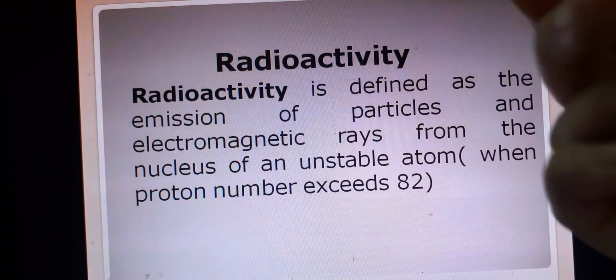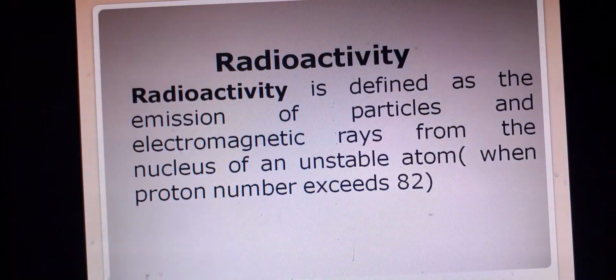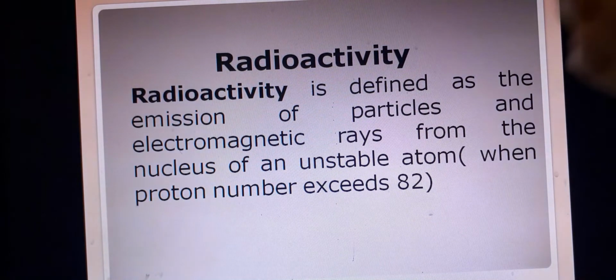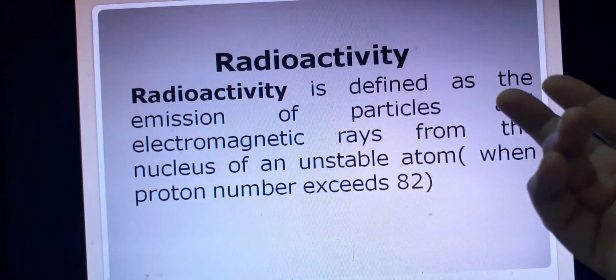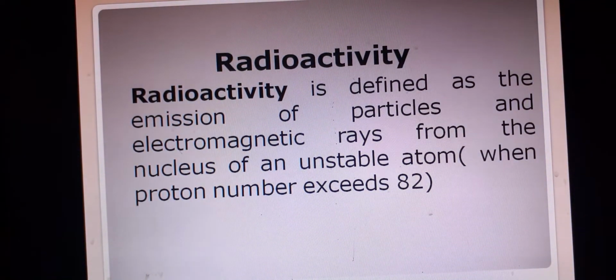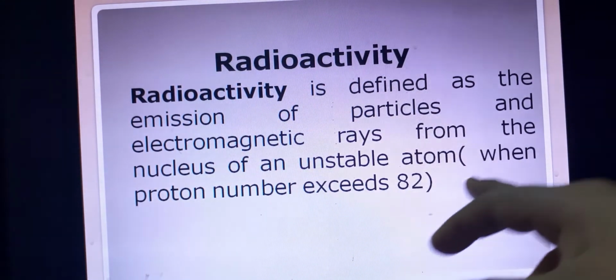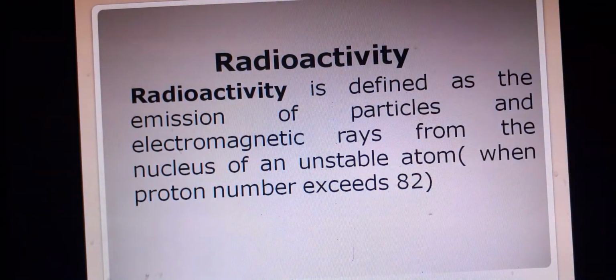Radioactivity is defined as the emission of particles and electromagnetic rays from the nucleus of an unstable atom. That means the emitted particles include alpha rays and beta rays, and the electromagnetic rays include gamma rays. Unstable atom means an atom whose proton number exceeds 82. It emits particles and electromagnetic rays and forms other atoms. That means a new element is formed due to radiation of an unstable atom, and a stable atom is formed.